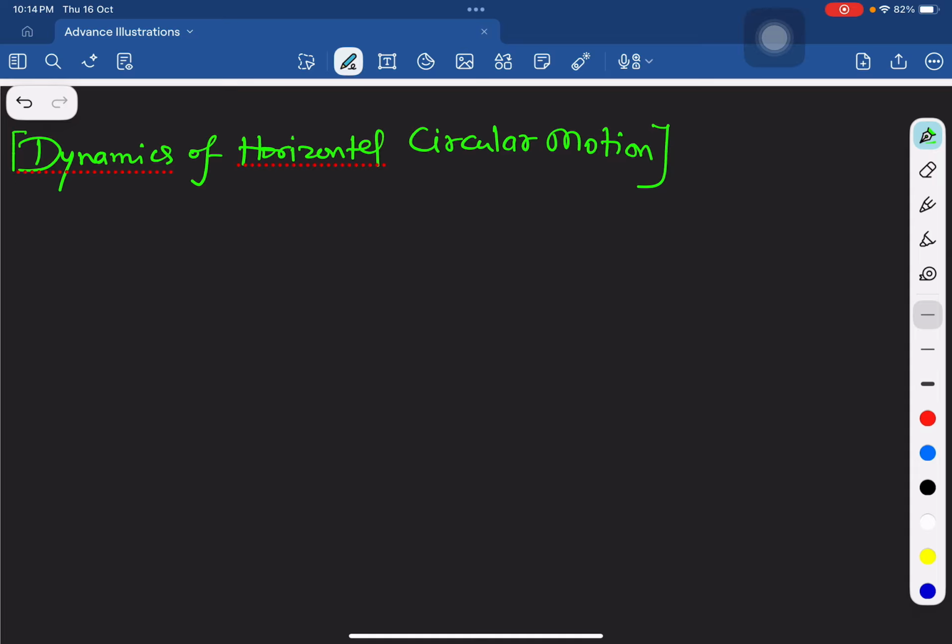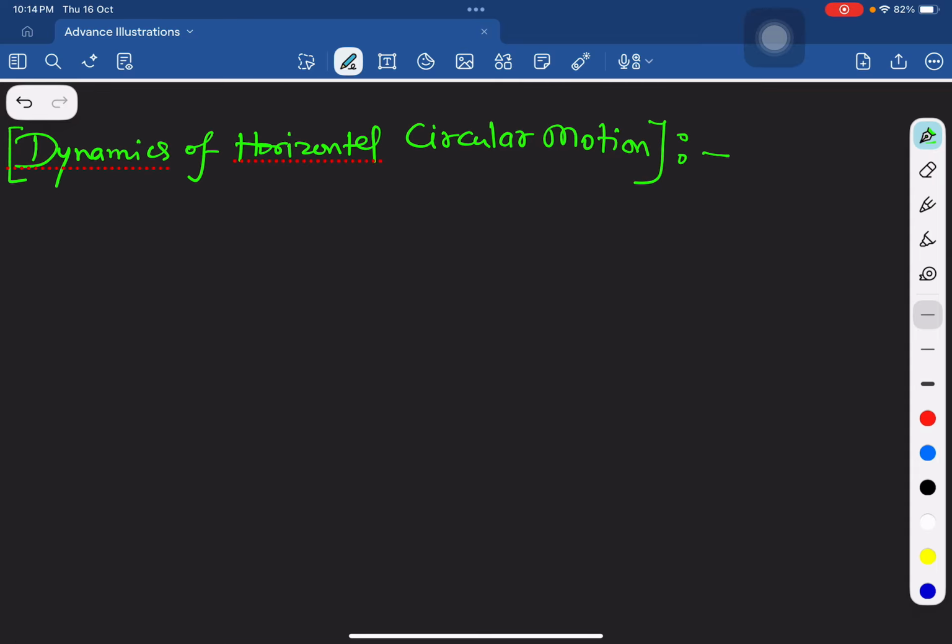Today we are going to enter into the new segment of circular motion, that is the dynamics of circular motion. The dynamics of circular motion can be broken into two parts: the dynamics of horizontal circular motion and the dynamics of vertical circular motion. Right now we are just going to focus on the dynamics of horizontal circular motion. Let me set some basic premises on that.